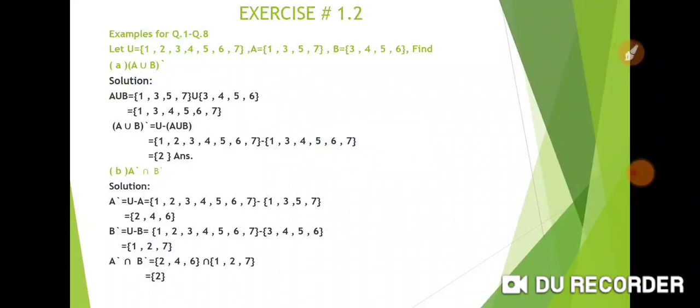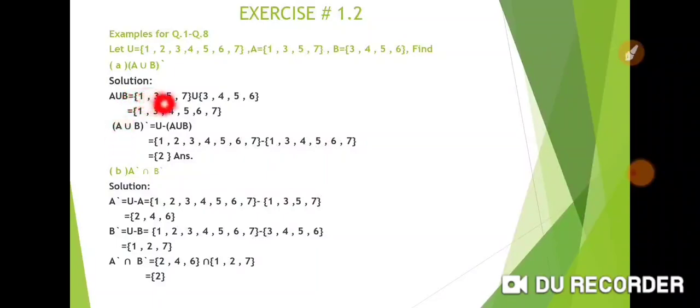So here we have exercise 1.2, questions 1 to 8. Here are some examples for that. Suppose U is the universal set: 1, 2, 3, 4, 5, 6, 7, and A is equal to 1, 3, 5, 7, B is equal to 3, 4, 5, 6, 7. First we have to find out (A union B) whole complement. First we find A union B, and afterward we take the complement of that A union B.